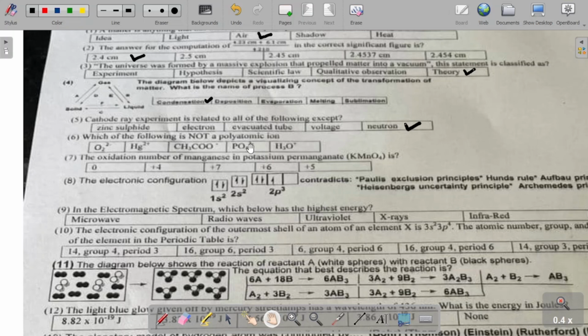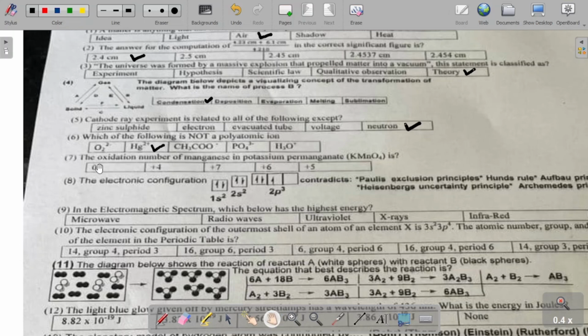Number six also says, which of the following is not a polyatomic ion? A polyatomic ion is an ion that is made up of several atoms of either the same or different elements. The first one there is O2 2 minus. The fact that you have O2 means you have two atoms of oxygen, so it's polyatomic. The others are the same thing except Hg2 plus. Hg is mercury. So we have Hg2 plus, which means just one atom of mercury. So it's not a polyatomic; instead, it is a monoatomic. So I'll choose Hg2 plus. It's a monoatomic ion. The others are polyatomic.